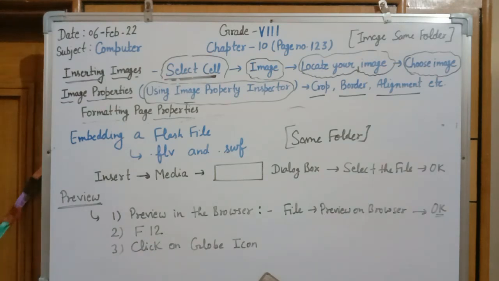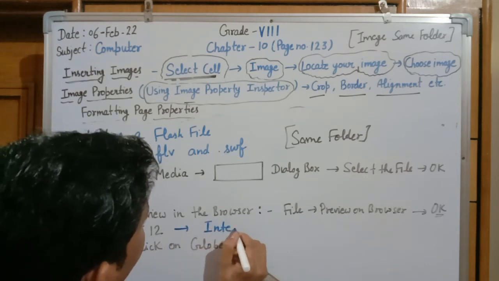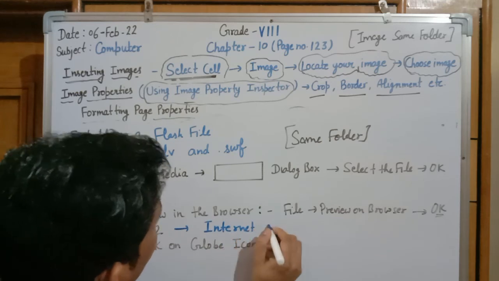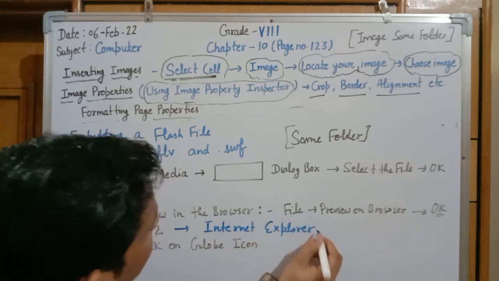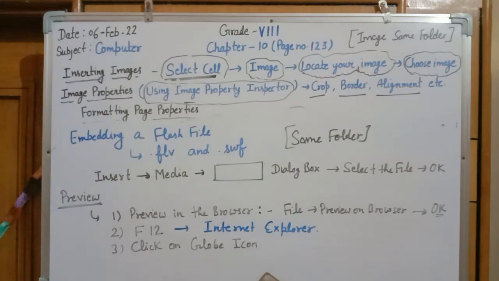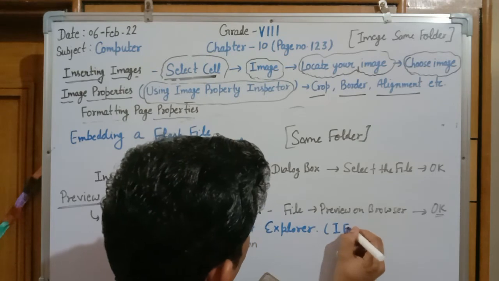Next is F12. F12 will directly open your document in a specific browser, that is Internet Explorer. If you press F12, it will directly open your document in the Internet Explorer browser, which is also known by the short name IE.